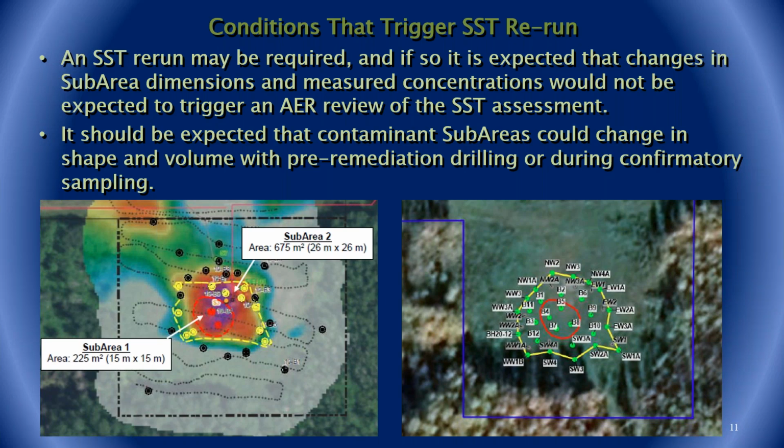The figure to the left is showing the pre-remediation drill plan for subarea 1 and 2. To the right is the final excavation extent that was completed. The shape is slightly different to account for additional remediation for Tier 1 root zone SAR exceedances, resulting in no further reruns of the SST guidelines for this site.